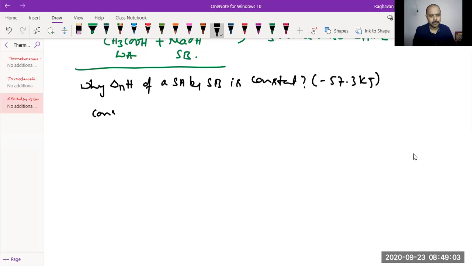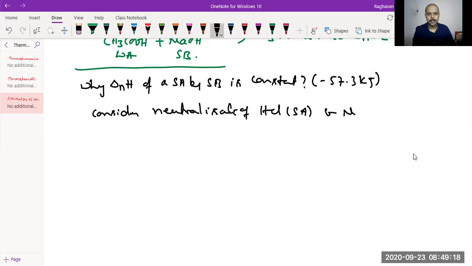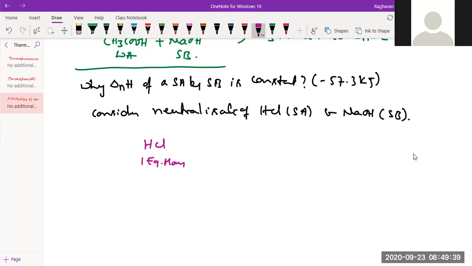Consider neutralization of HCl, a strong acid, and NaOH, a strong base. Now, for enthalpy of neutralization, we'll take one equivalent mass of HCl, right? Is the equivalent mass of HCl same as 1 mole or 1 molecular mass, or different? Same. Same, sir. Why? So the number of replaceable hydrogen is 1. Exactly.